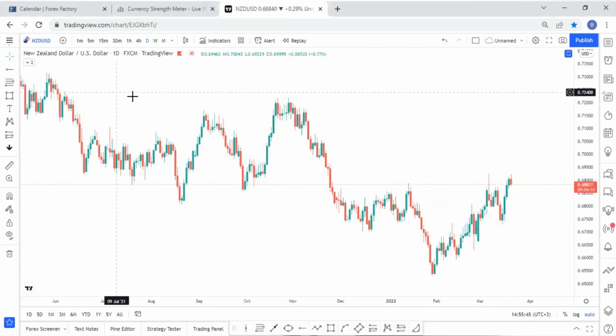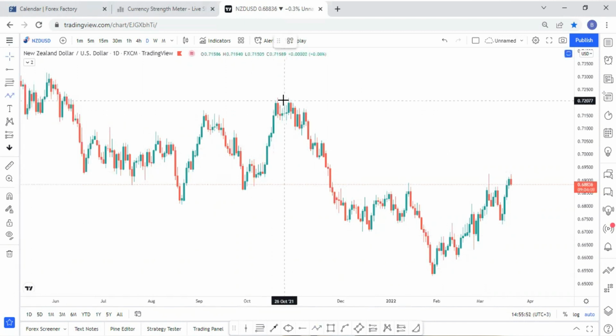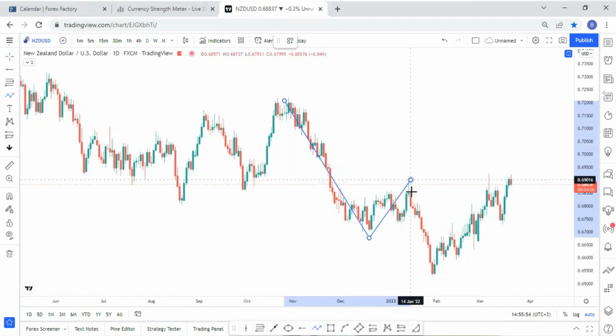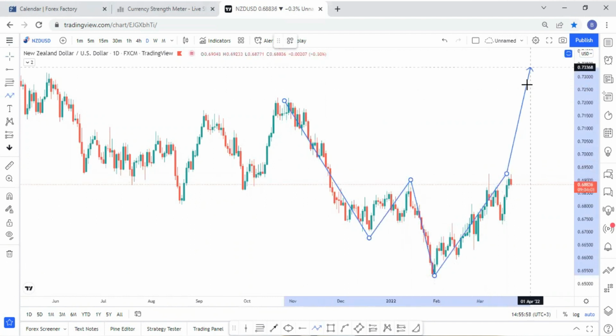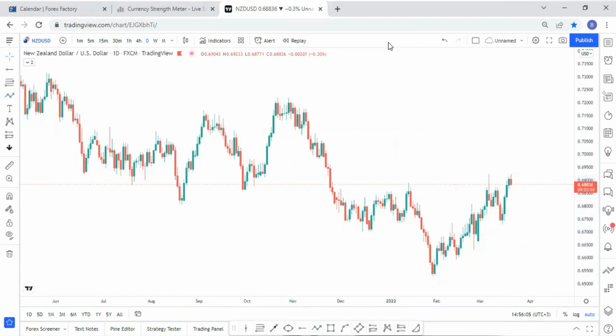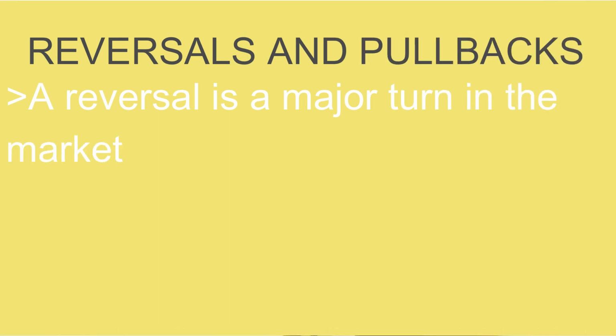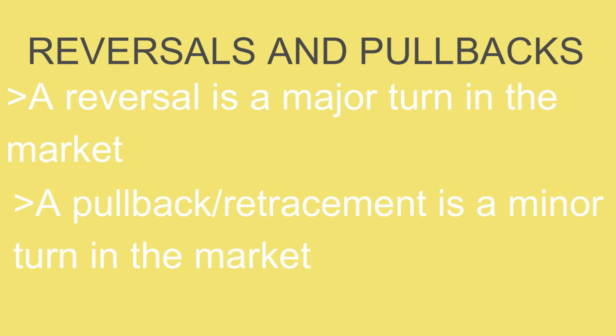As you can see on your screen, we have the NZD USD, where it's making these lower highs, lower lows. But then it has turned back again. Is it going to go up or is it going to go down? What do you see as a difference between a pullback and a reversal? A reversal is a major turn in the market. A pullback or a retracement is a minor turn in the market.